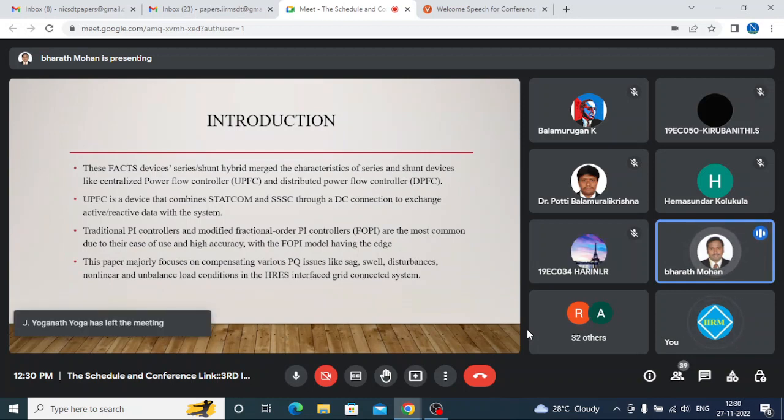Earlier we used to have a PI controller. Now the modified controller gives an accurate result. That is why in this paper we have seen various issues compensated.